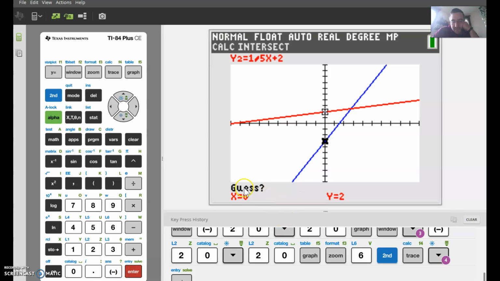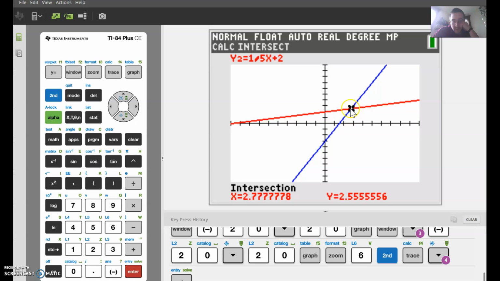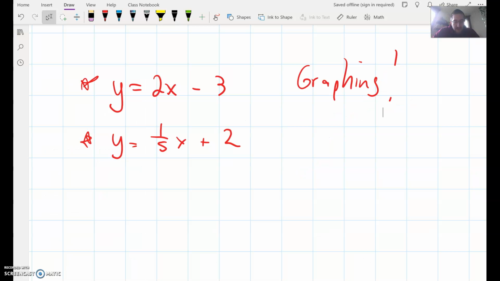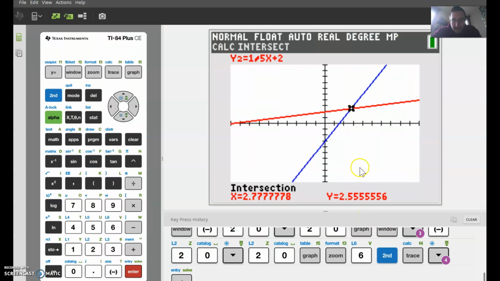And then do you want me to guess what the answer is? Yes, I do, because you're not really guessing. You're being generous. You're going to tell me the answer. Push enter. Bang. Pinpoints right on it. The answer is 2.7 repeating and 2.5 repeating. So our answer would be 2.7, 2.5. And that would be a pain in the butt to find using algebra. So the calculator helps us.